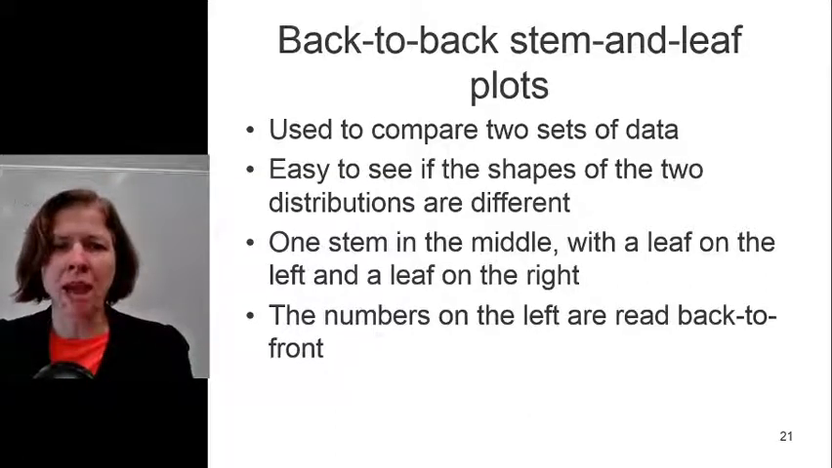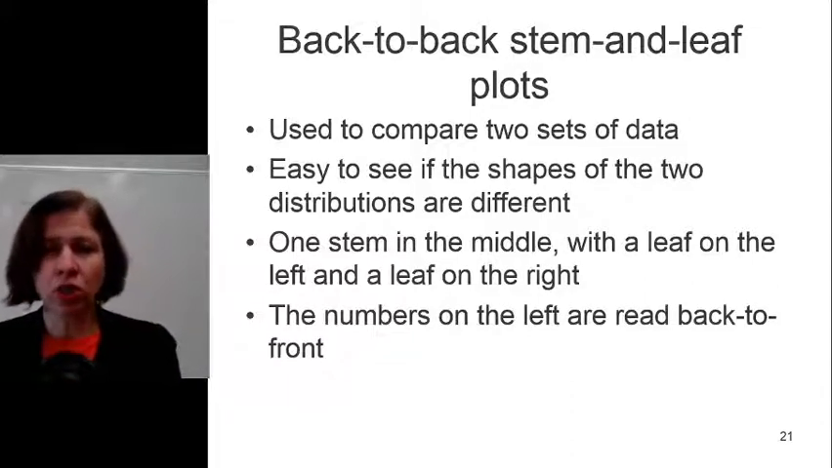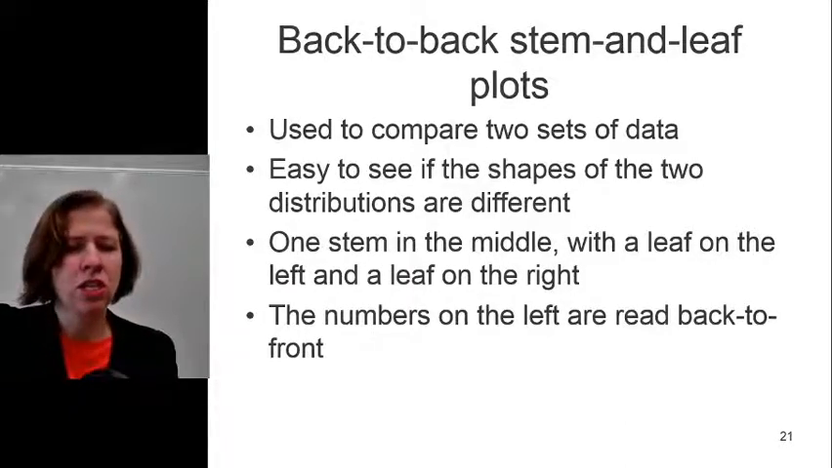When I make a back-to-back stem and leaf plot, it's really easy to see if the shapes of the two distributions are different. And so what we'll do is we'll have one stem in the middle with a leaf on the left and a leaf on the right, which you'll see in just a moment. And then the numbers on the left, we read back to front, which I'll also explain to you in just a moment.